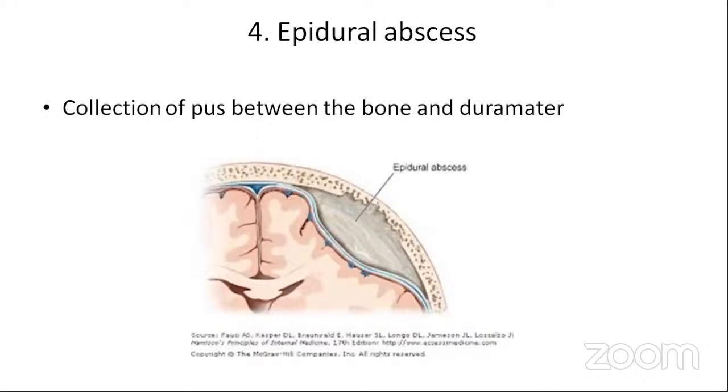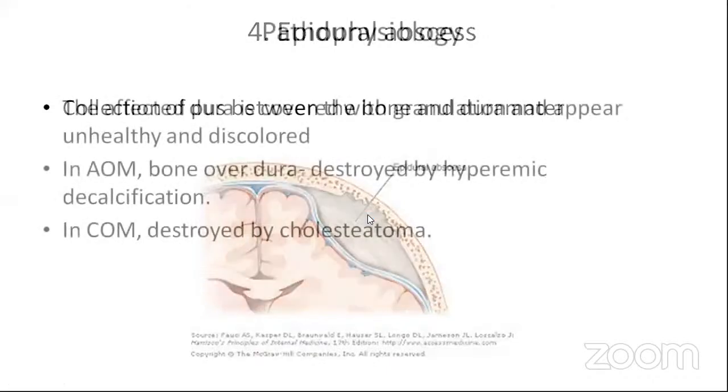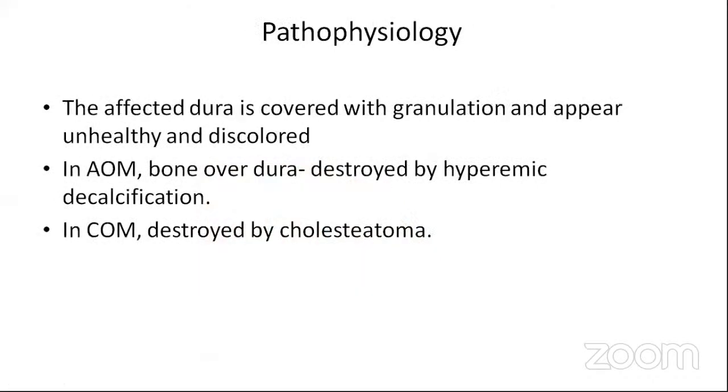Next is the epidural abscess. Epidural abscess occurs when there is a collection of pus between the bone and the dura mater, that is, outside the dura. The affected dura is covered with granulation tissue and appears unhealthy and discolored. In acute otitis media, the bone over the dura will be destroyed by hyperemic decalcification, whereas in chronic otitis media, it is destroyed by cholesteatoma.